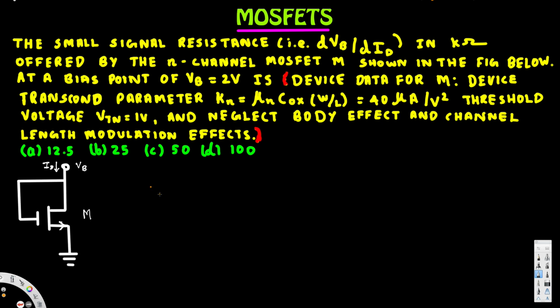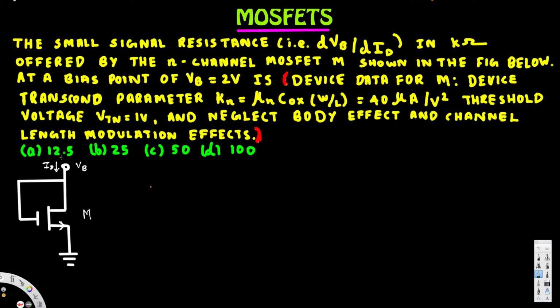Let's look at this problem right here. This question is asking for the small signal resistance in kilo ohm offered by the N-channel MOSFET M shown in the figure below at a bias point of VB equal to 2 volts. Device data for M: the device transconductance parameter Kn equal to mu n cox W over L is given by 40 microampere per volt square, and threshold voltage VTN is equal to 1 volt. Neglect body effect and channel length modulation effects.